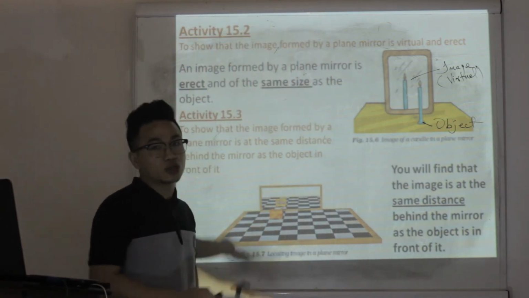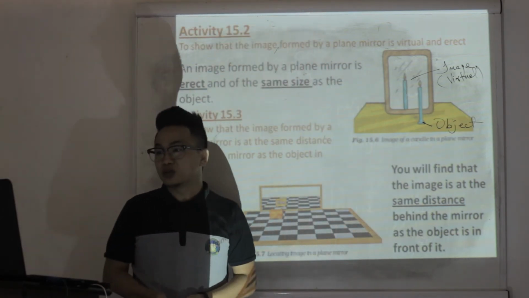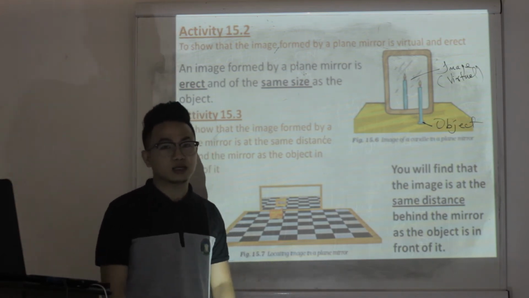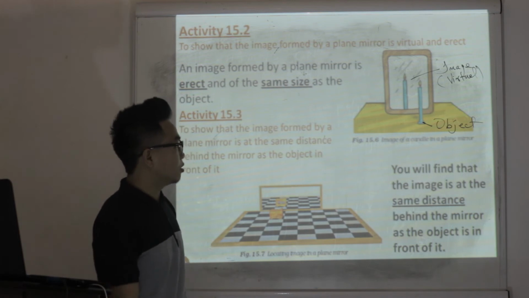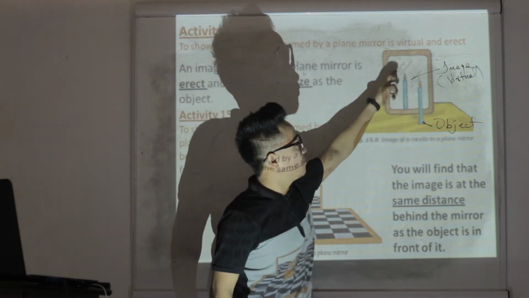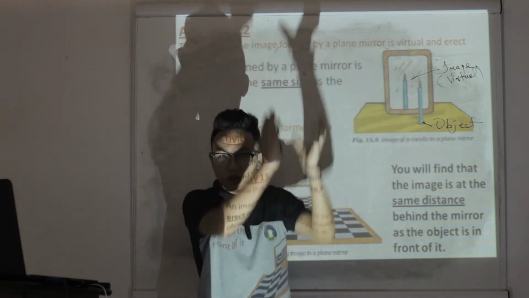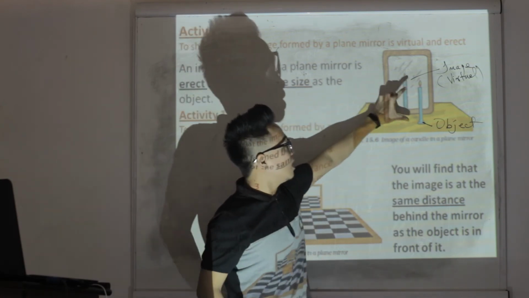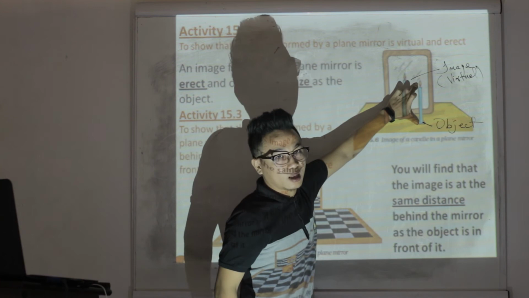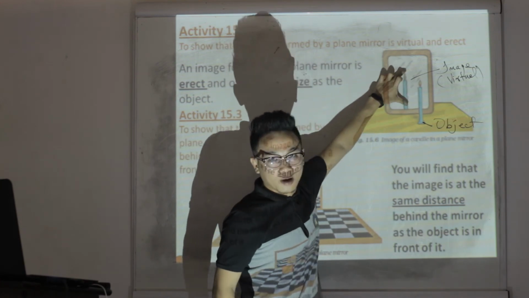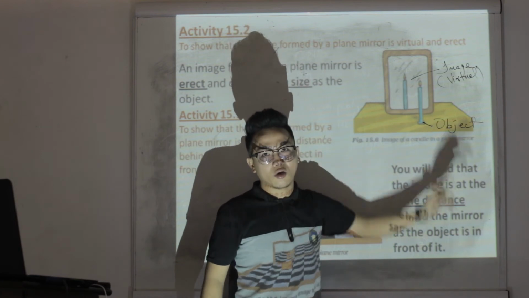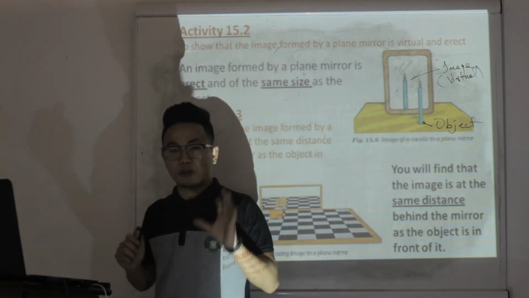The properties of the image formed on the plane mirror is erect and same size as the object. Those are erect. And the size is the same size as the object. The image is the same size as the object. Two properties of plane mirror.